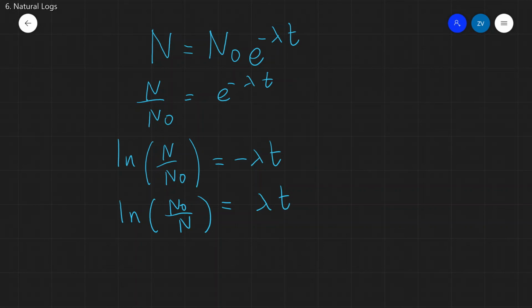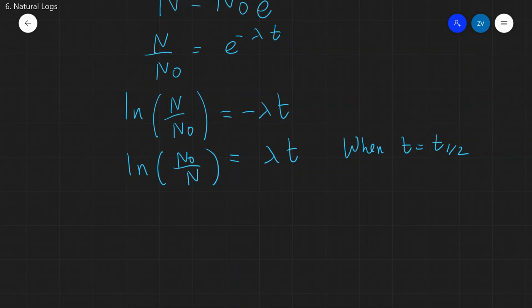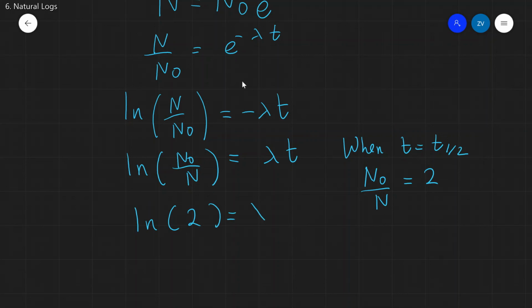is equal to lambda times t. Now, when t is equal to the half-life, I'm going to write this as t half, like that, then the fraction of the number of particles initially over n is equal to 2. So what we're left with is that ln of 2 is equal to lambda t. And this is a formula and a classic derivation that may come up in an exam. This number ln of 2 is actually equal to 0.69, so an additional way of writing this equation down is just simply 0.69 is equal to lambda t.